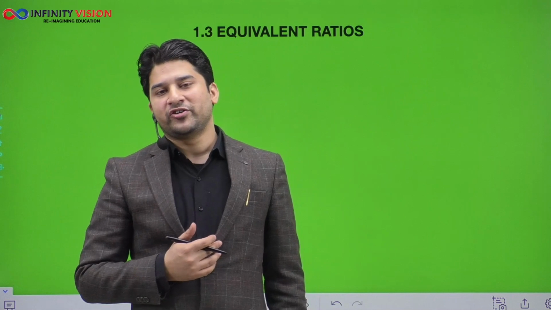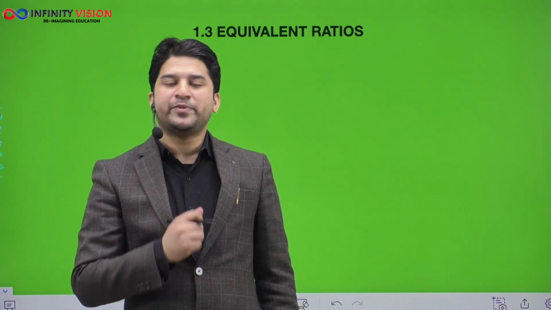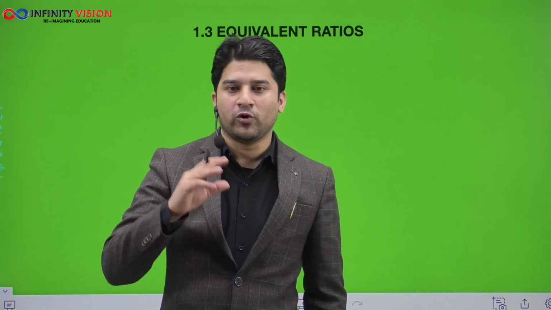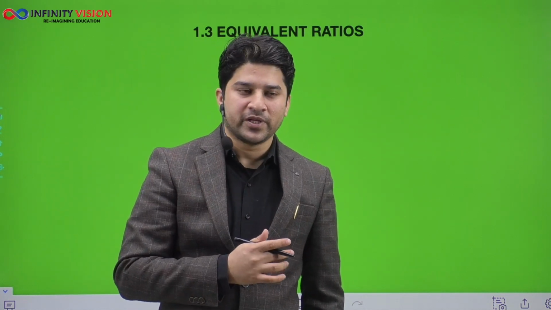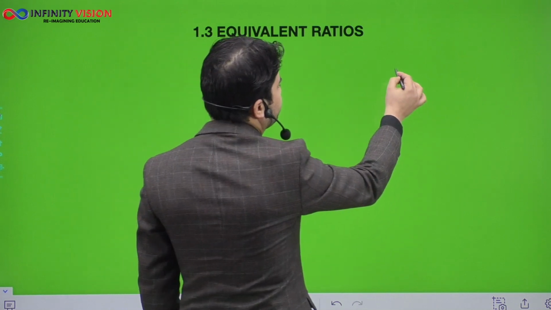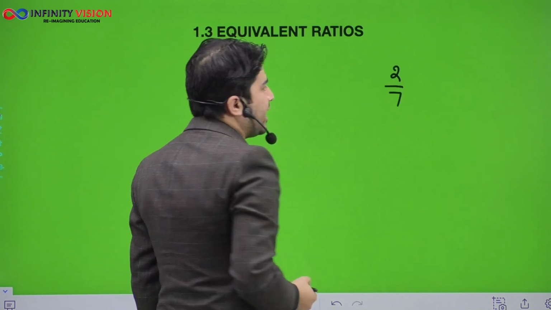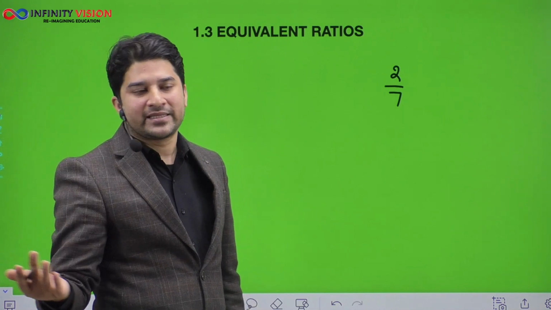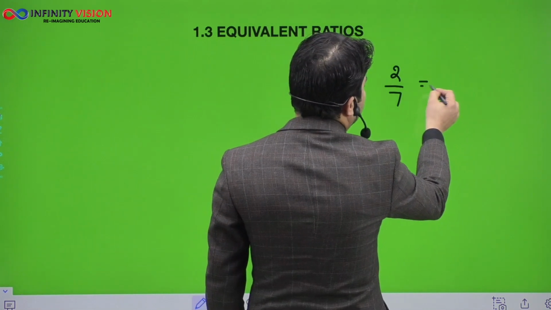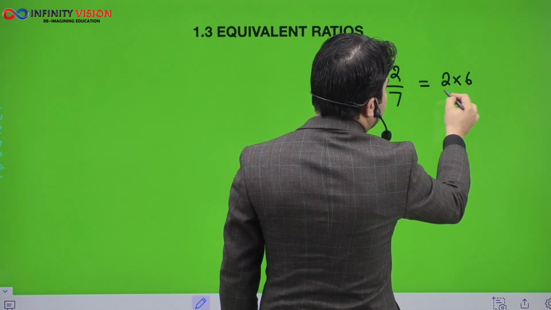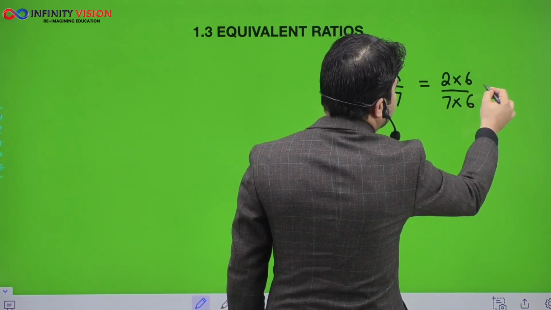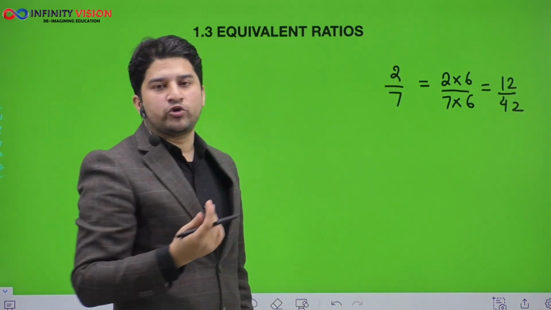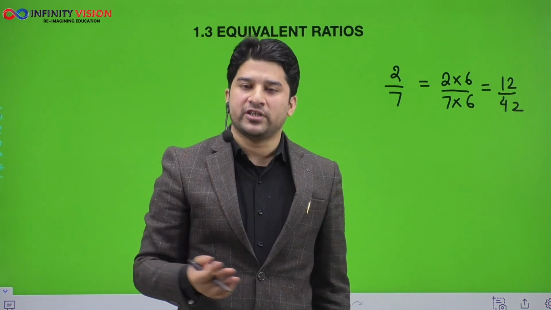What are equivalent ratios? You must be remembering your rational number class and you must know what rational numbers are and also what equivalent rational numbers are. Let's say you have a rational number 2/7 and you want to multiply the numerator and denominator both by 6. So you get 2 into 6 and 7 into 6, which is 12/42. So you can say 2 by 7 and 12 by 42 are equivalent rational numbers.